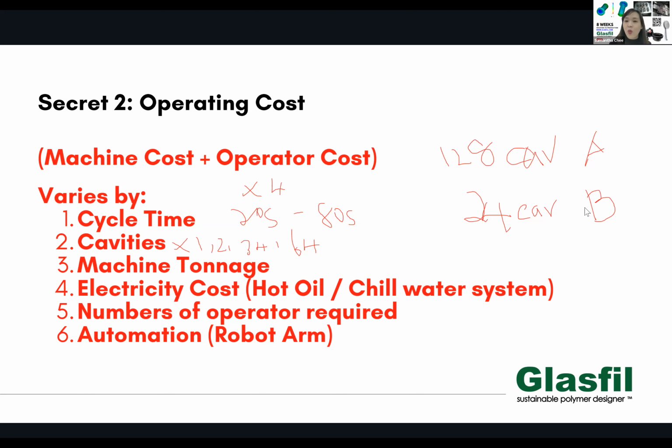The reason why is because at a single point of time, he produced 128 pieces of wall plugs compared to 24 pieces of wall plugs. Okay, that cost alone is very different already, right? So that is the difference. And then it also varies by the machine tonnage, electricity cost, numbers of operators required, and then after that, the automation. If there is a robotic arm, do you need an operator there? So there is a lot of difference in terms of that.